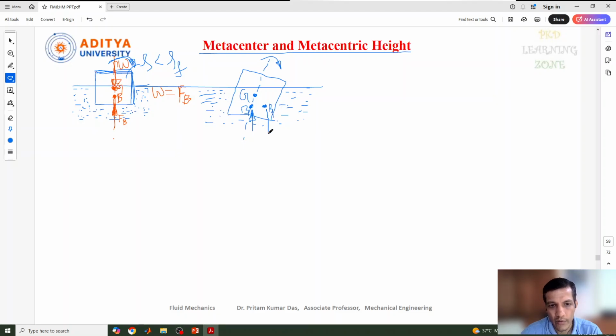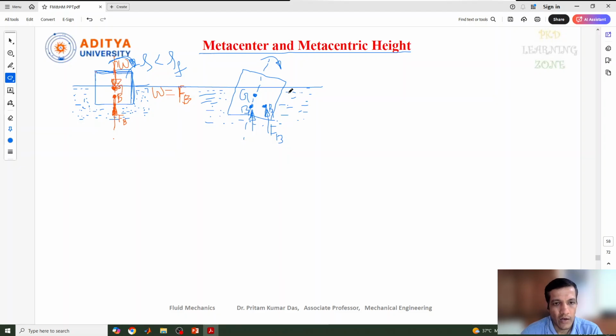Okay, now it is going to act on this point. The force of buoyancy is going to act at this point. Okay, this is due to previously it was in the equilibrium condition and is in the balanced way, so there is no point of a difference of G and B point.